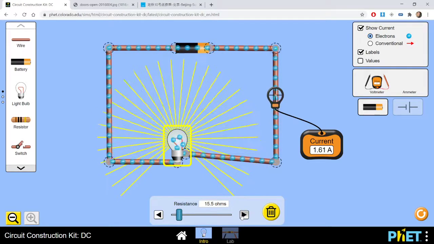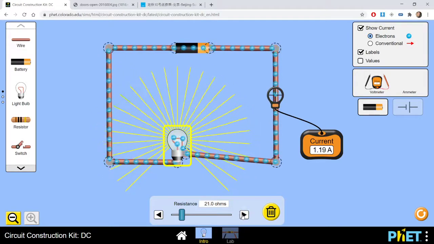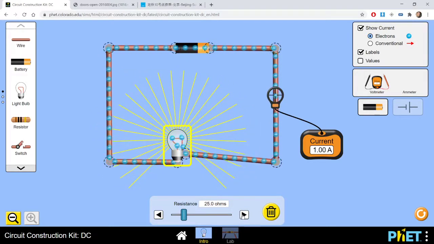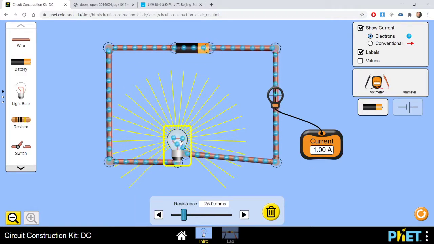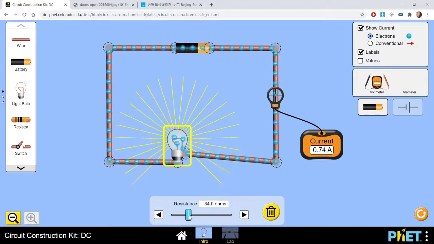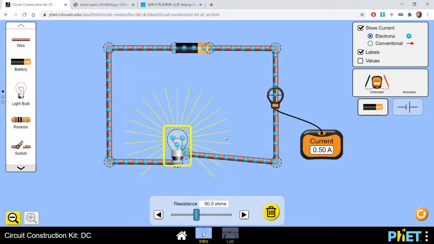If I increase this again, let's go for 25. 25, my current is now 1. 25 times 1, 25. If I keep going, this number here is going to become less than 1. And you should have seen in maths that if you multiply a number by a number that's less than 1, your answer ends up being smaller.